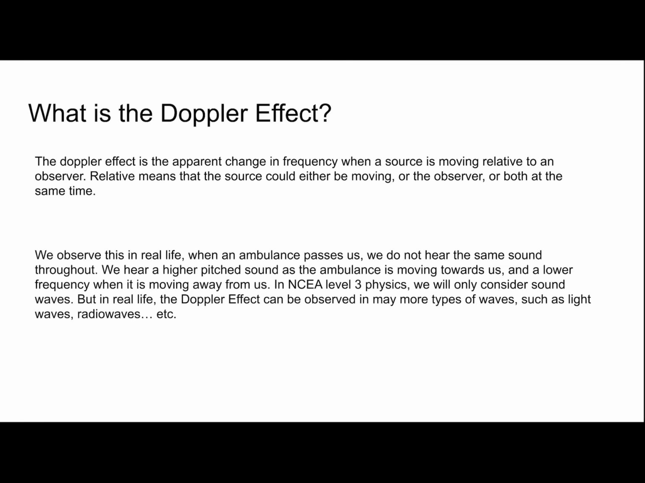But in real life, the Doppler effect can be observed in many more types of waves, such as light waves, radio waves, etc. One example of Doppler effect in light waves may be if a scientist is observing a planet, and the planet is showing a redshift, a slightly more red color. We know red has a larger wavelength, which means that the observed frequency is actually lower, which means that the planet is moving away from Earth. Likewise, if the planet is slightly more blue shifted, then it'll mean the planet is heading towards the Earth. So that would be an example of the Doppler effect in light waves.